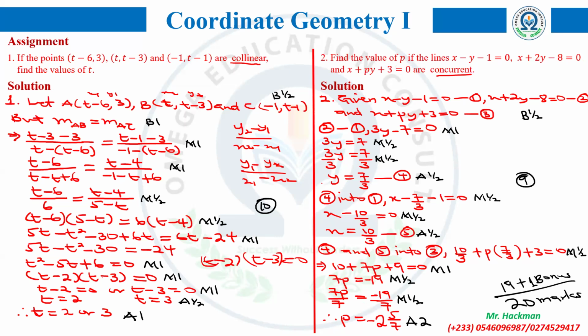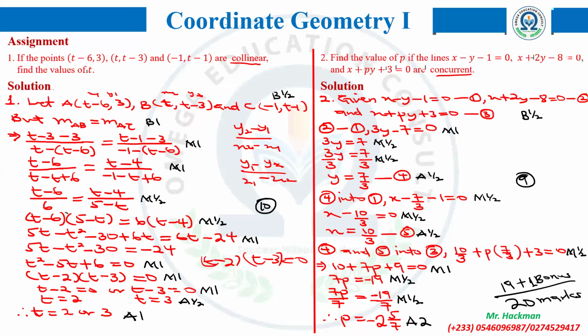I cannot conclude with y. I was not asked to find y. So y is only a means to an end. I need the x and the y to substitute. So once I know y, I can go and find x. So I label this because I will use it as equation 4.